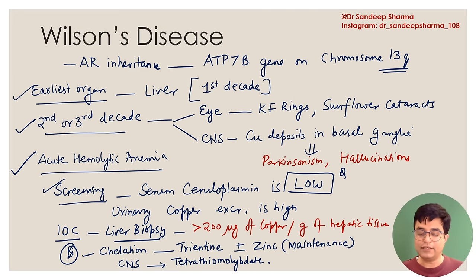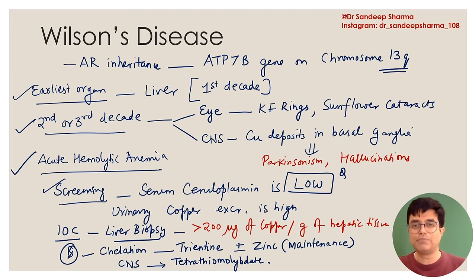In Wilson disease, you will always advise a diet low in copper. So what will you tell the patient? Don't eat copper? The patient will say, I don't eat it anyway. So there are four foods which are rich in copper. There is a NEET PG question on this, so you should know. Meat, liver, chocolates, nuts. Remember them. Meat, liver, chocolate, nuts. In Wilson disease, don't eat them.